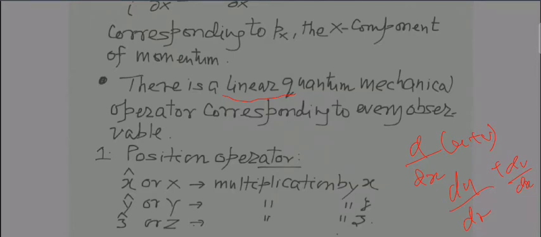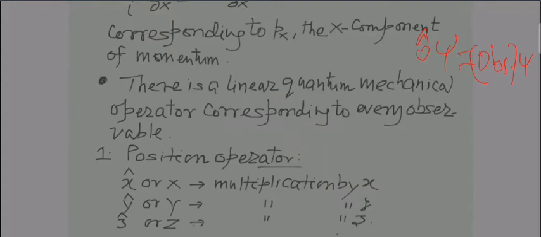So a linear operator simply means that it follows the law of distributivity. There is a linear quantum mechanical operator corresponding to every observable. This is fundamental to elementary quantum mechanics. Now we will see the various types of operators. I had already told you that when an operator is applied on psi, it will yield some observable multiplied by psi, right?